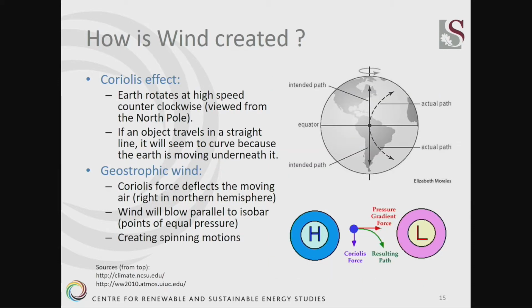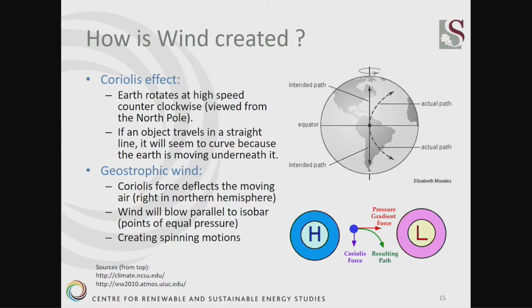The Earth is constantly spinning at a high speed in a counterclockwise direction. Due to the Earth having a rounded shape, the distance from the surface to the rotating axis is further at the equator than at the poles. The speed at the surface of the Earth reduces from equator towards the poles, a phenomenon that can be experienced by moving from the edge of a spinning roundabout towards the center. If an object travels in a straight line, it will seem to curve as it moves away from the center. This phenomenon is known as the Coriolis effect.